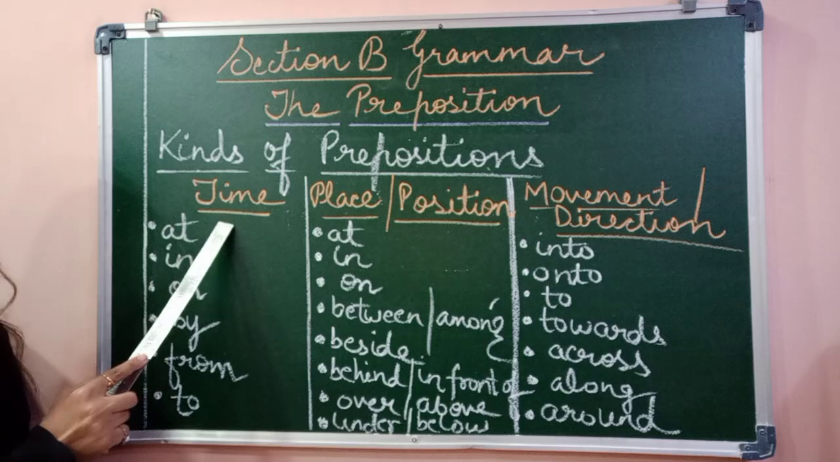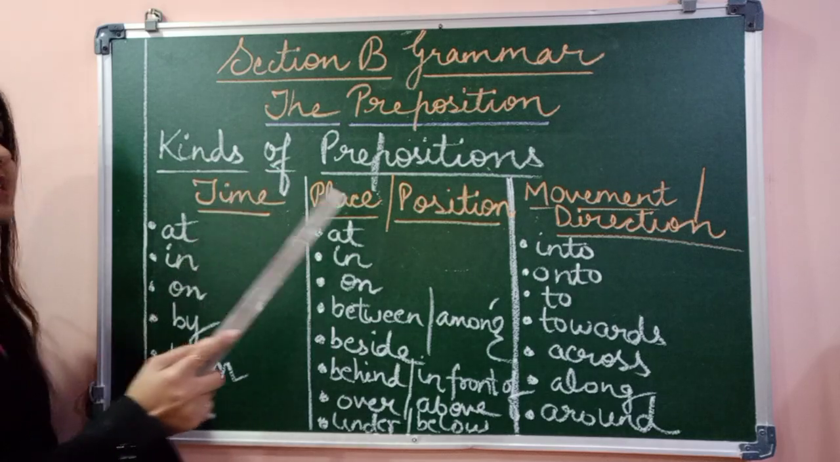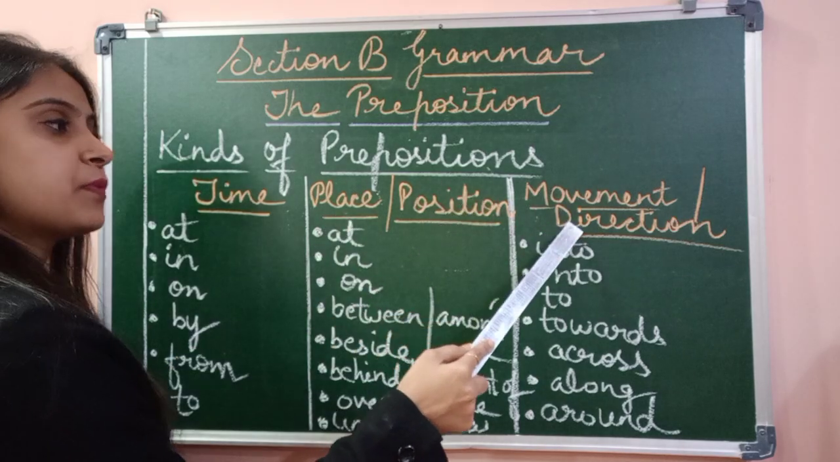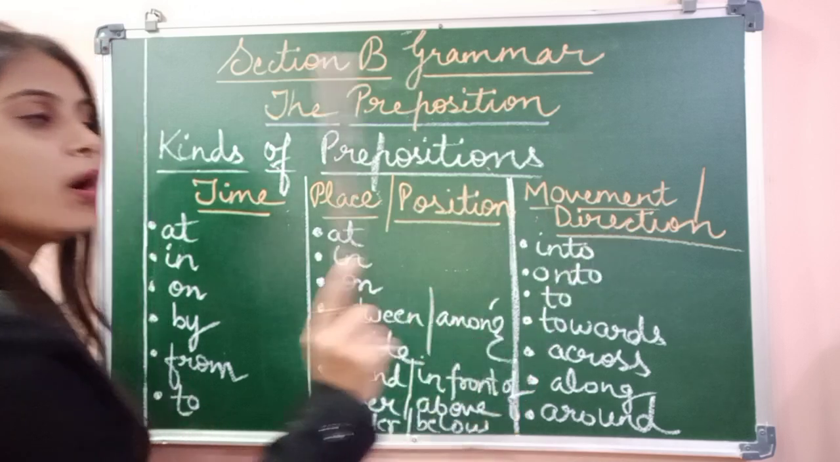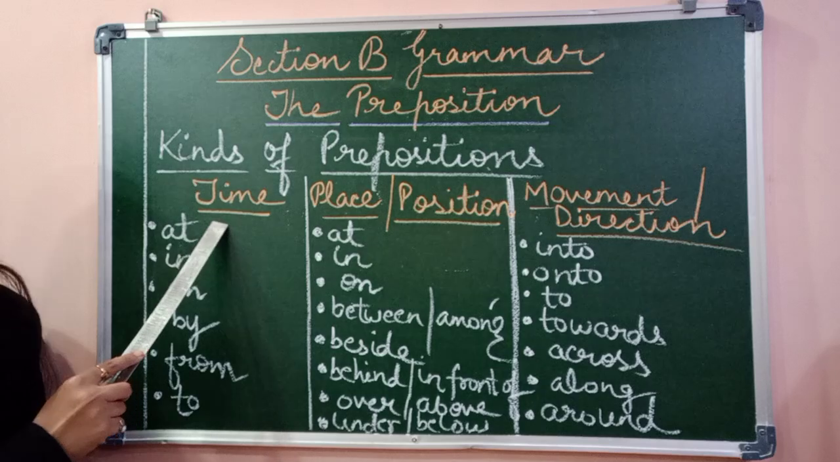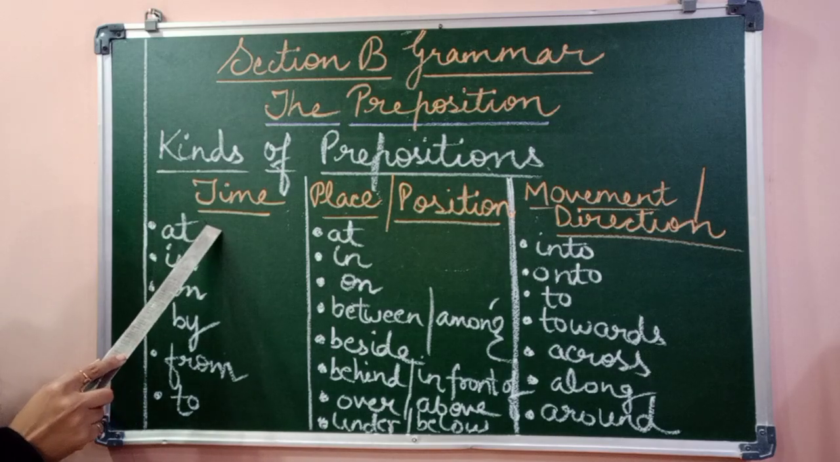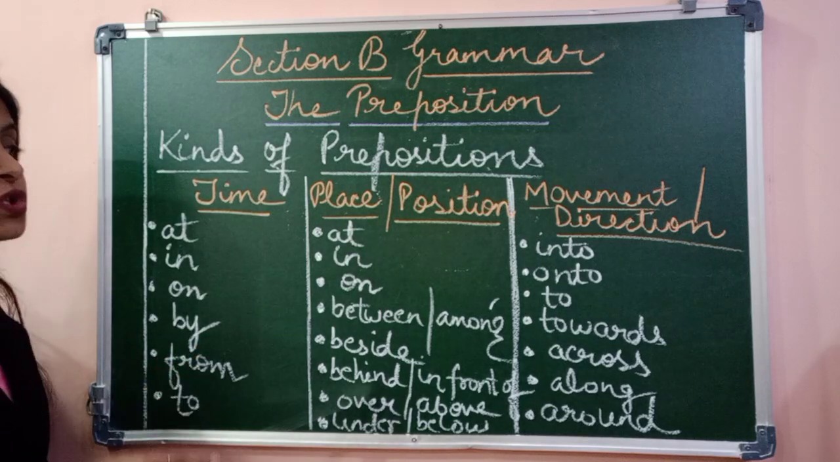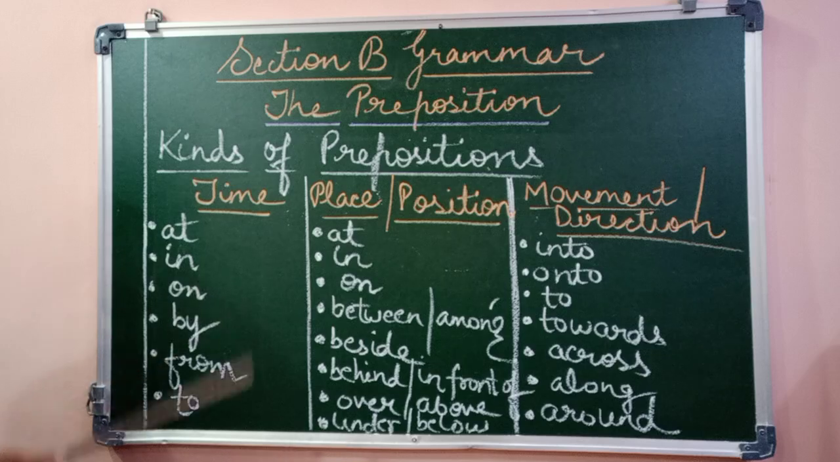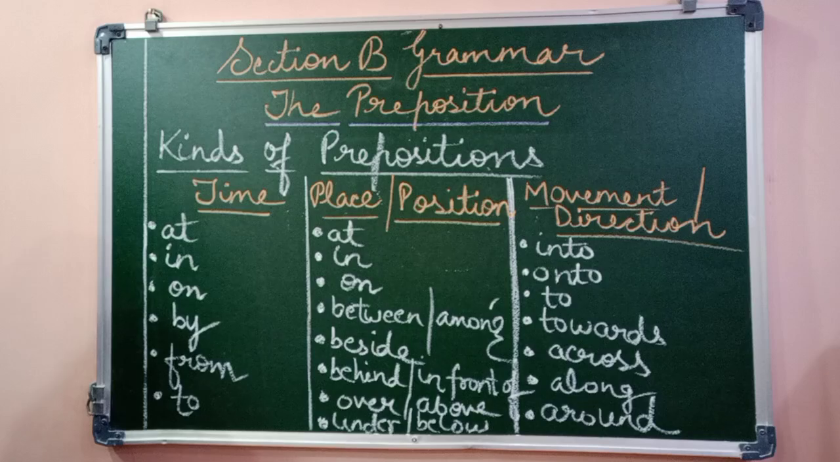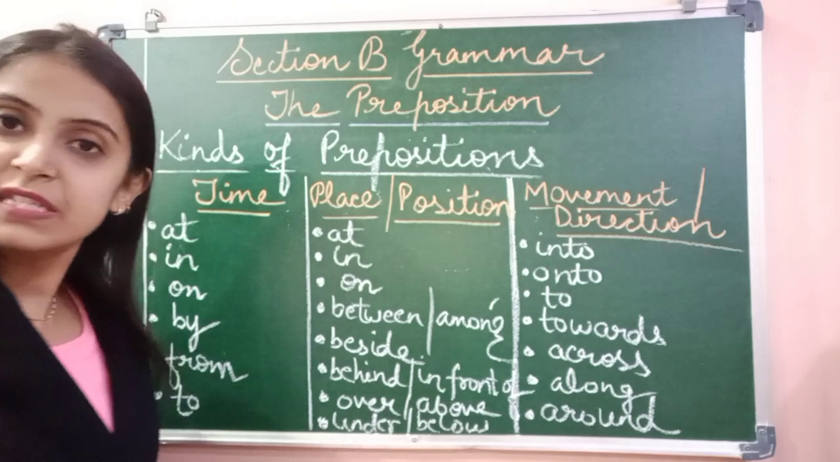The first type of preposition is preposition of time. The second kind of preposition is preposition of place or position. And the third type of preposition is preposition of movement or direction. Now, what does preposition of time do? Preposition of time connects words with respect to time. Prepositions of place or position link words with respect to place. And prepositions of movement or direction show the connection of words with respect to movement or direction.